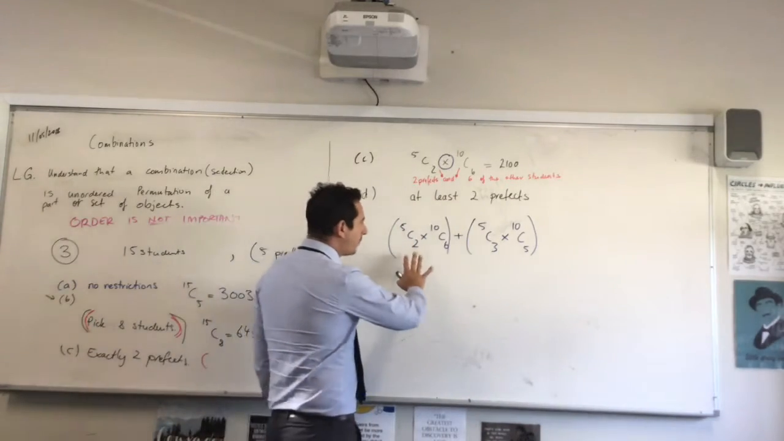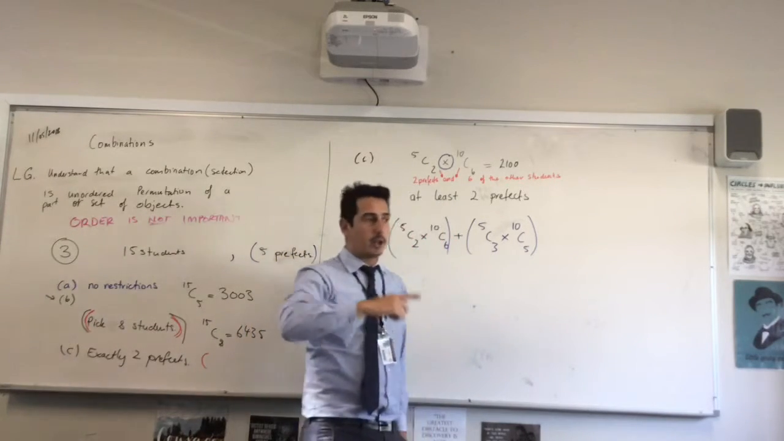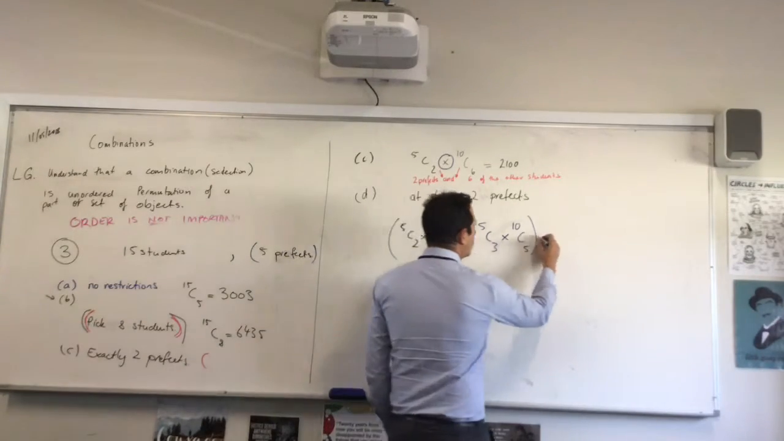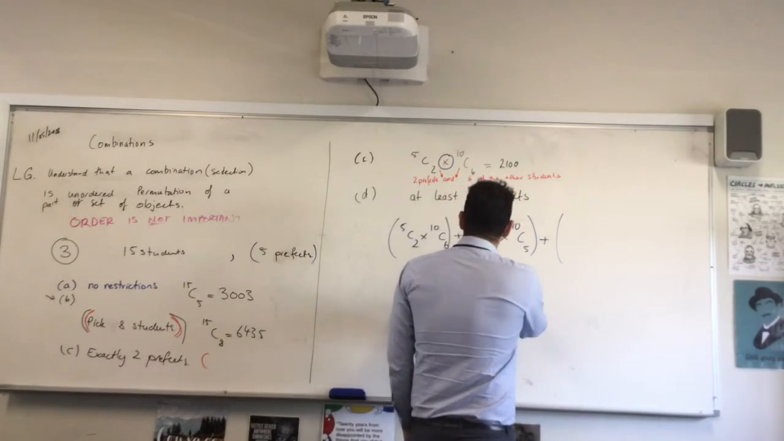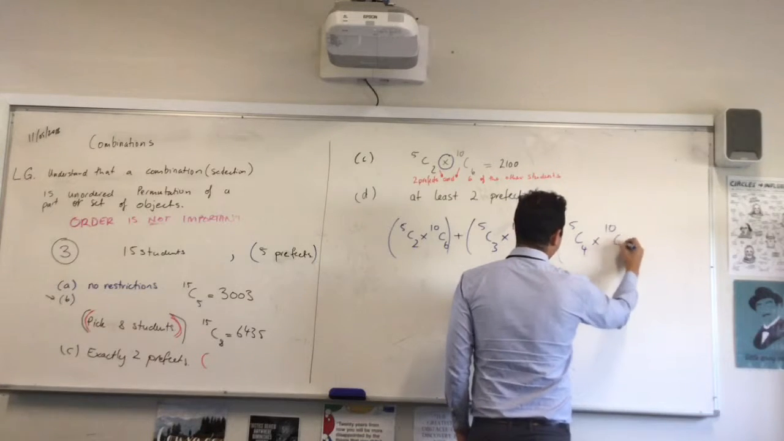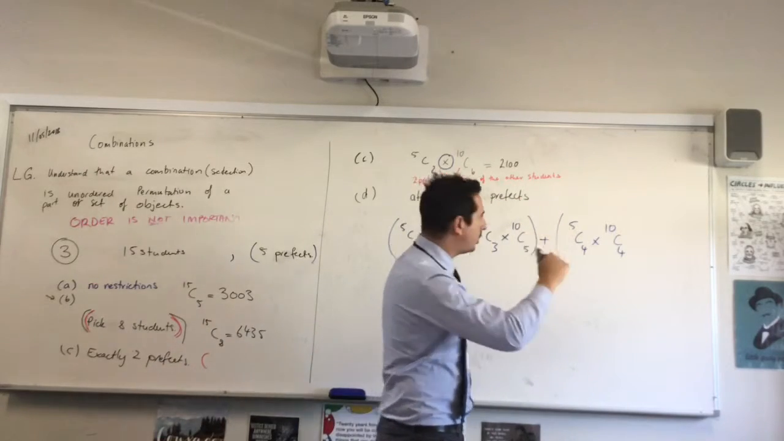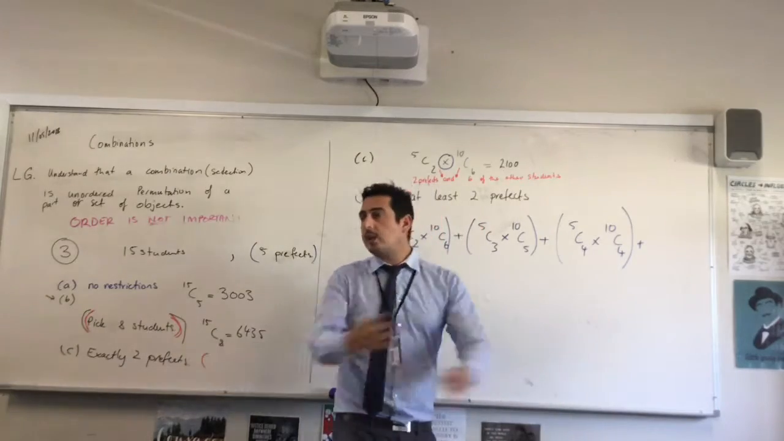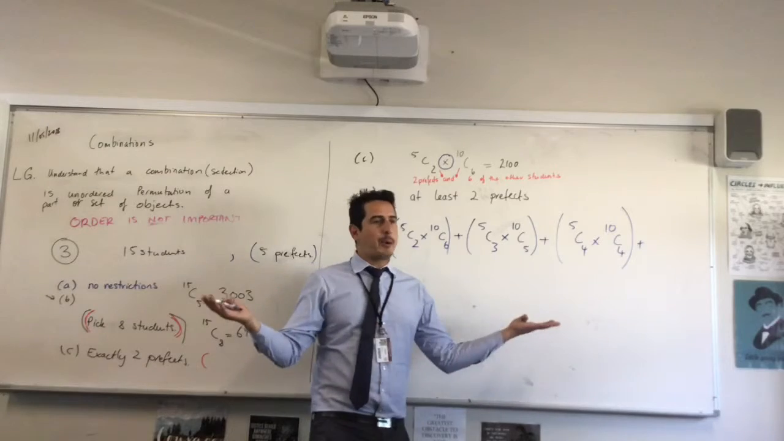So we can pick 2, we can pick 3, but we can also pick 4, because it just says at least 2. So that's 5 choose 4 times 10 choose 4. The bottom needs to add up to 8, because we're picking 8 students. And there's only one more to go: 5 choose 5 and 10 choose 3, because we've run out of prefects.